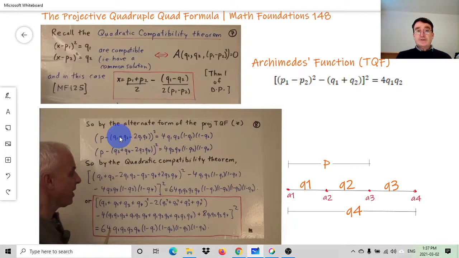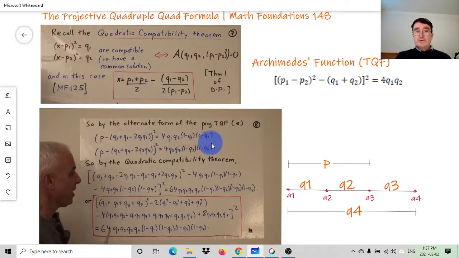So what he's doing here is there's two triple quad formulas. They're written in an alternate form. They're in the quadratic completed the square form. So the first one pertains to, if we have four projective points, A1, A2, A3, A4, then there's a quad triple, A1, A2, and A3. The quadrance between A1 and A2 is Q1, between A2 and A3 is Q2, and between A1 and A3 is P.